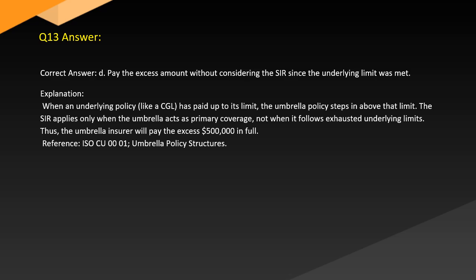Answer. Correct answer: D. Pay the excess amount without considering the SIR since the underlying limit was met. Explanation. When an underlying policy like a CGL has paid up to its limit, the umbrella policy steps in above that limit. The SIR applies only when the umbrella acts as primary coverage, not when it follows exhausted underlying limits. Thus, the umbrella insurer will pay the excess $500,000 in full. Reference ISO 201. Umbrella policy structures.